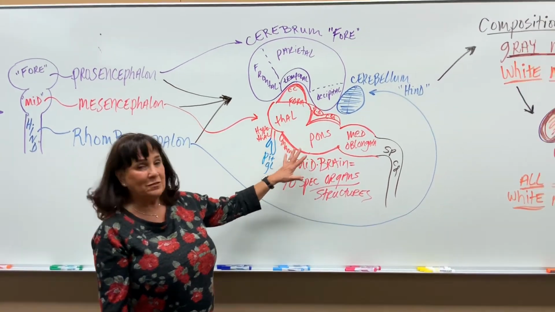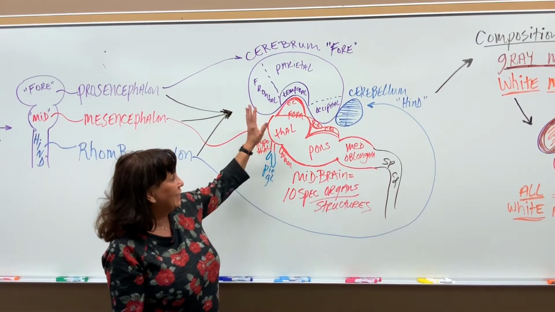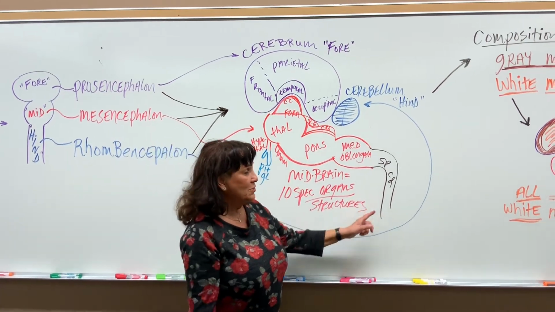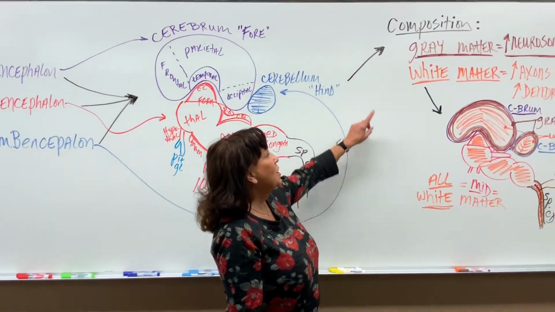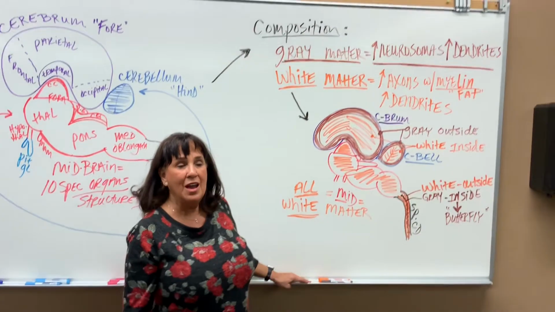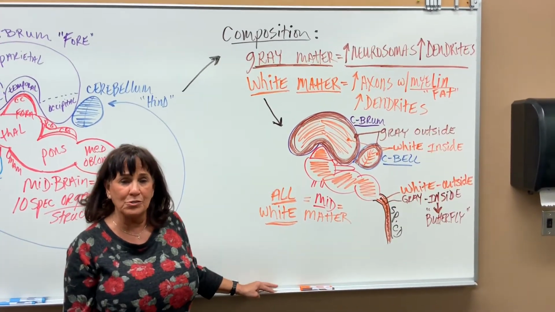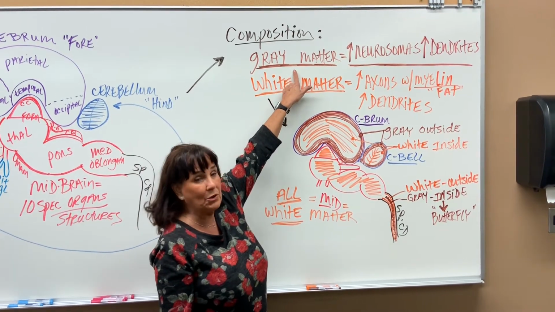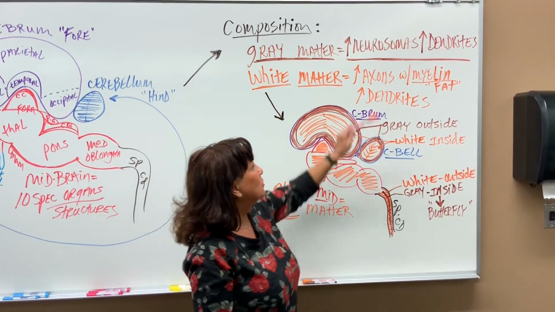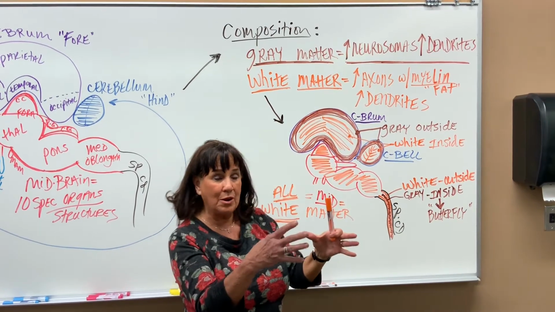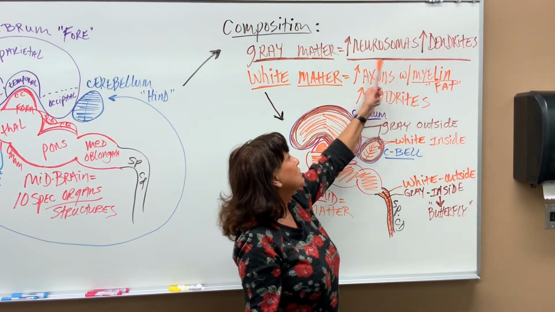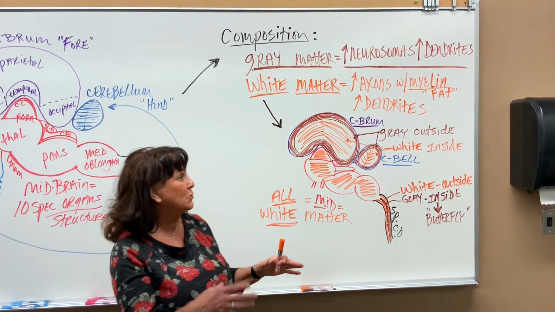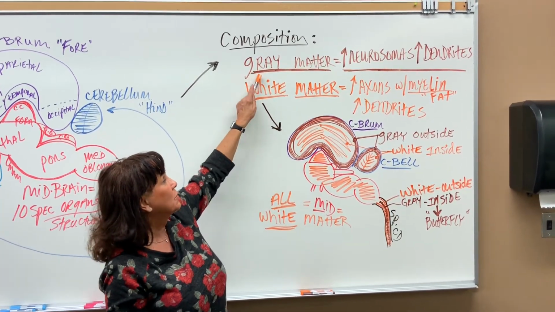All right, and so now we'll go over the composition. What kind of nerve tissue is going to be found in these various parts of the brain, and also in the spinal cord. So now, composition. Nerve tissue comes in two colors, gray matter and white matter. When you talk about gray matter, you're talking about the neurosomas, remember, the main part of the neuron, and the dendrites. So gray matter is high in the main part of the cell, neurosomas, and high in dendrites.